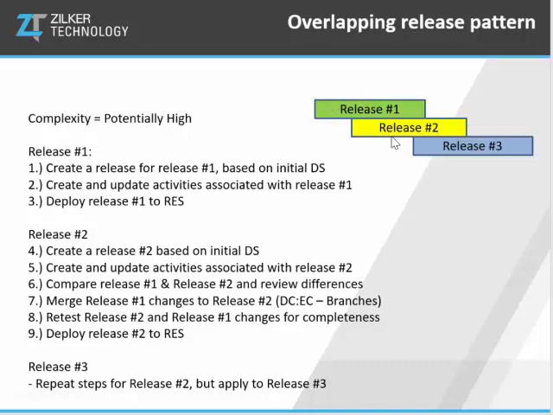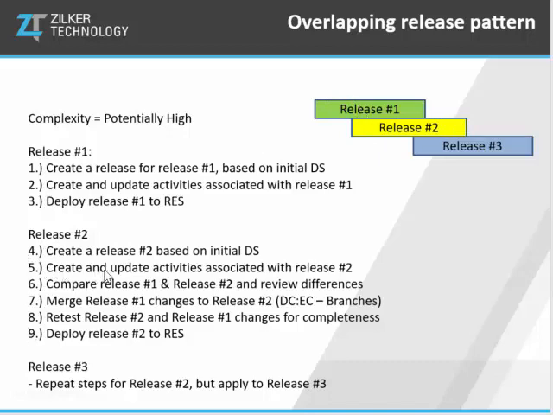The potential conflicts come in release 2, where release 2 has started from the initial 0.0 decision service, and it hasn't taken into account yet any changes with respect to release 1. You've got all the activity with release 2 that's happening, but before it can deploy, it has to then incorporate any changes associated to release 1. And that's what these steps 4 through 9 are.